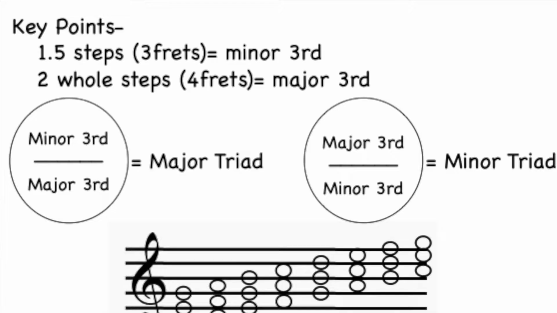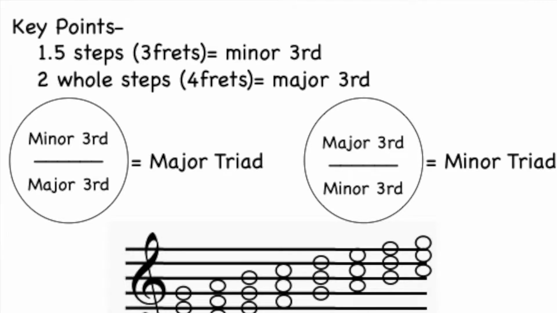So the basic idea with triads is this. If you start with a major third, you're probably going to be playing a major triad. If you start with a minor third, you're probably going to be playing a minor triad. The specific formula as it's laid out in the book is, for major chords, you start with a major third and then you have a minor third on top. Minor triads, it's the opposite. You start with a minor third and then you have a major third on top.